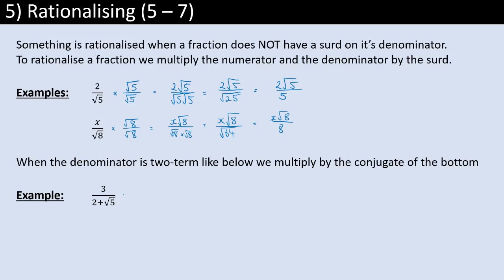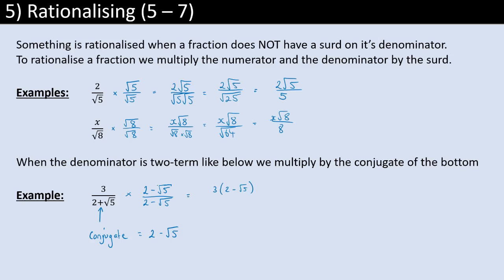For GCSE though, what a conjugate means is we take that sign there and change it, so the conjugate is going to be 2 minus root 5. And what we do is the same as we did above, we do the top and the bottom, but this time multiplied by the conjugate rather than just the normal surd. Now there's a reason for that, which you're going to see now.